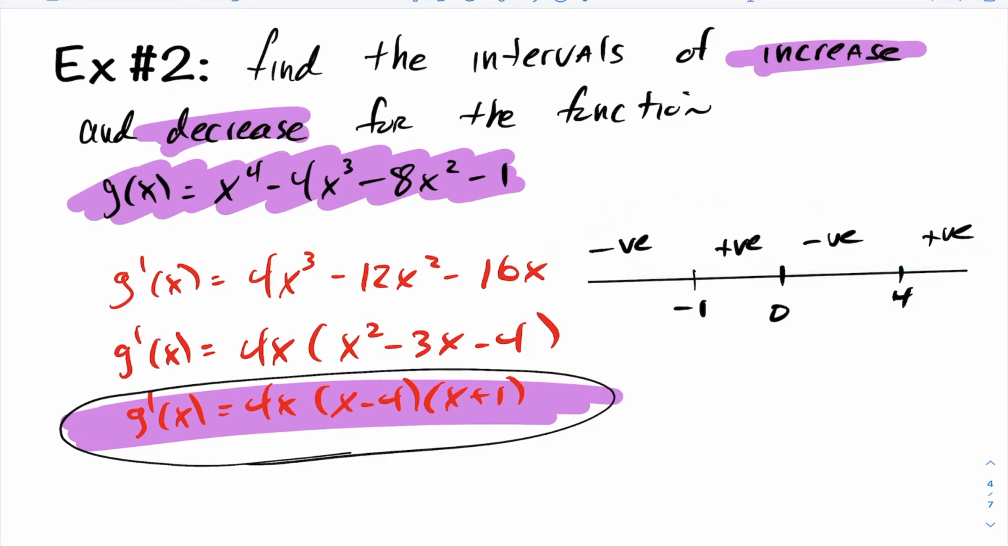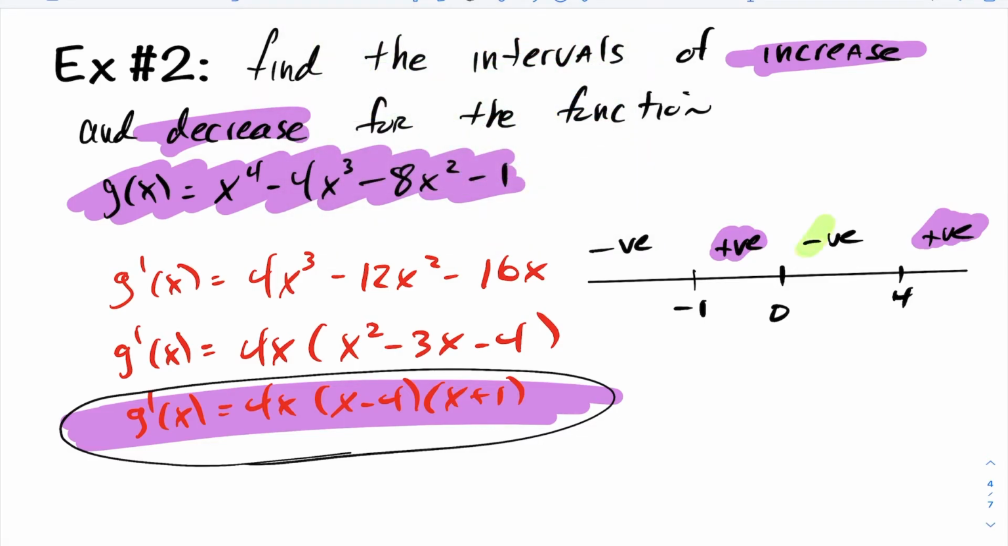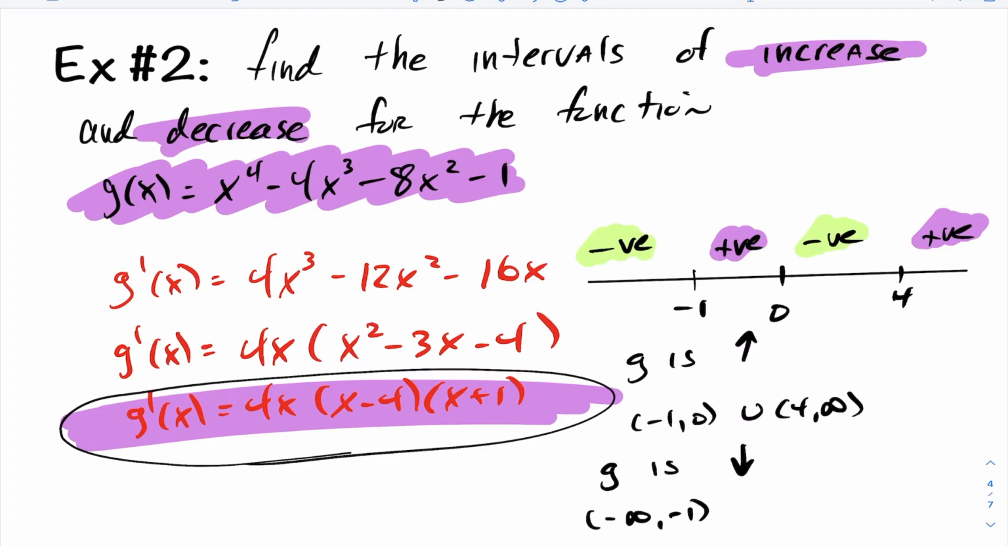So at this point here, we want to continue. I want to find out when my function is increasing or decreasing. Well, I have my function increasing on this interval and this interval as the slopes are positive. Positive slopes mean my function is increasing, and negative slopes mean my function is decreasing. So therefore, we have here g is increasing on the interval negative 1 to 0, union 4 to infinity, and g is decreasing on the interval negative infinity to negative 1, union 0 to 4.